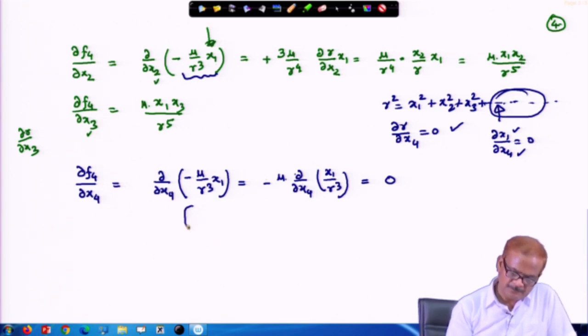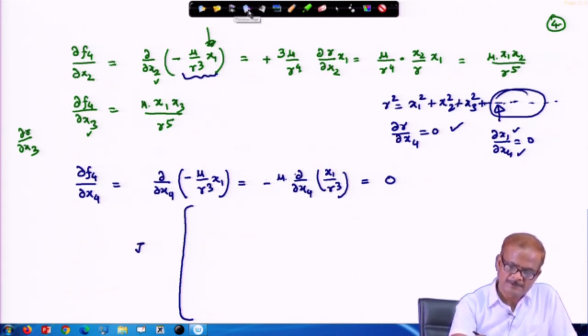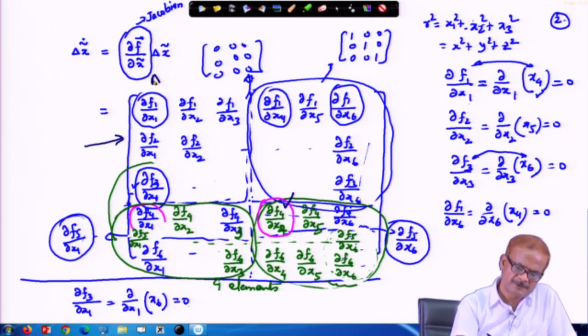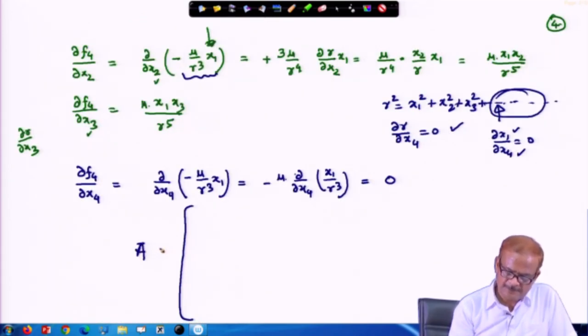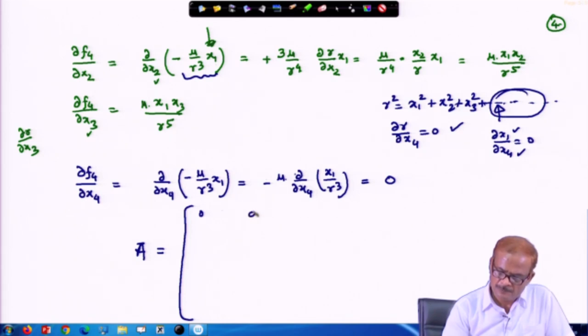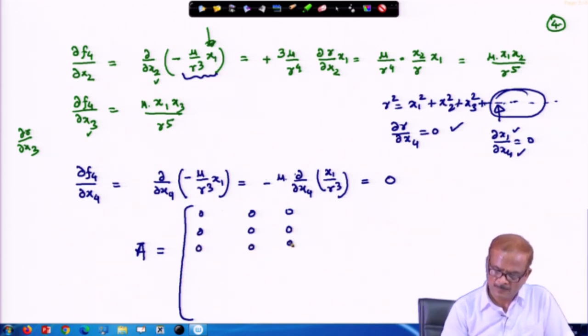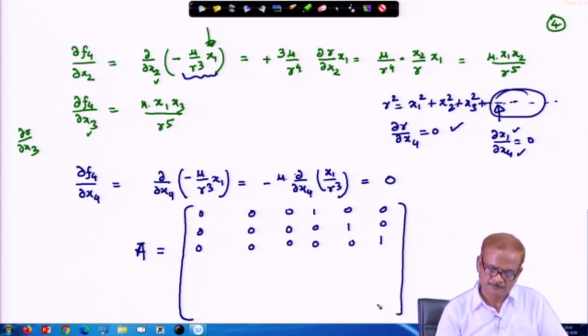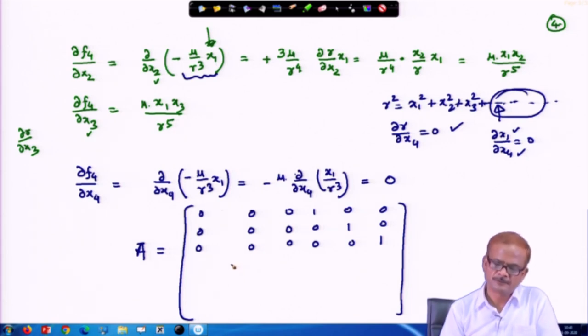So, finally, we can write this as the Jacobian matrix, which we were writing. Let us say this Jacobian matrix we write as A. Okay. So, this matrix can be written as A equal to 0, 0, 0, 0, 0, and other elements we have to enter here.